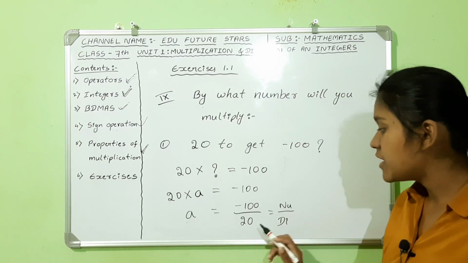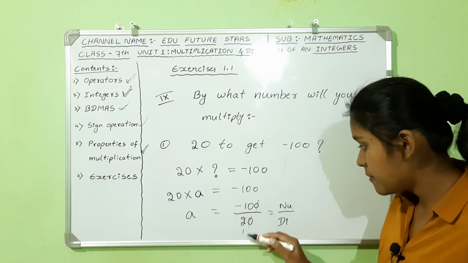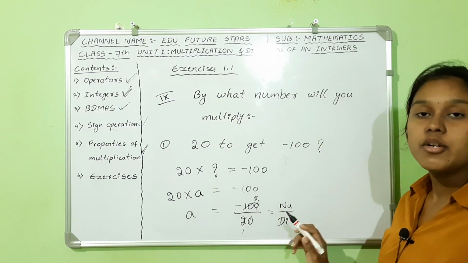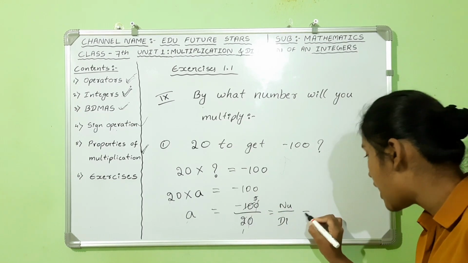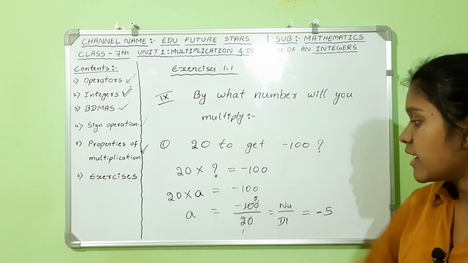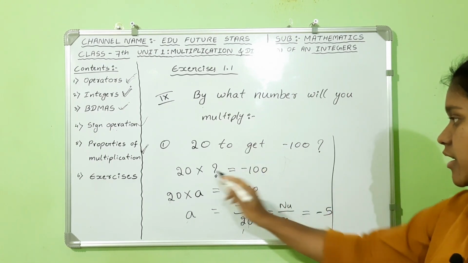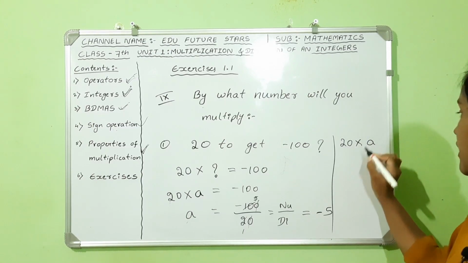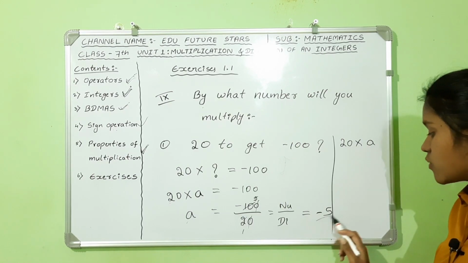Now let's divide these two. 0 and 0 get cancelled out. 2 ones are 2, 2 fives are 10. And here we have a negative value. So the answer is minus 5. So the a value is minus 5. How can we check this value? Let's check it with this equation, 20 into a. In a's place, we will take the value of minus 5.